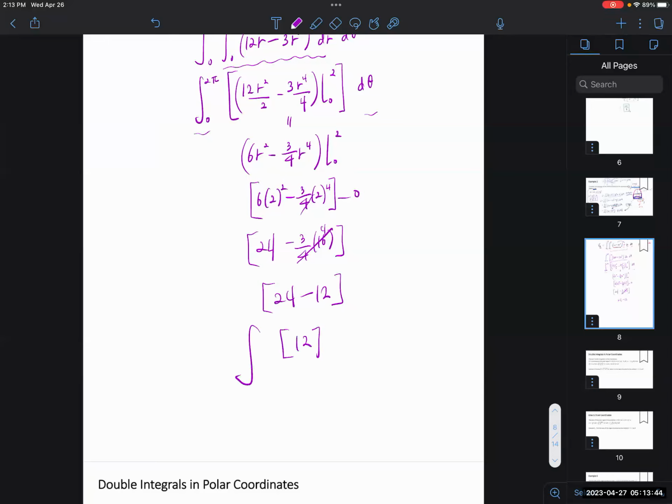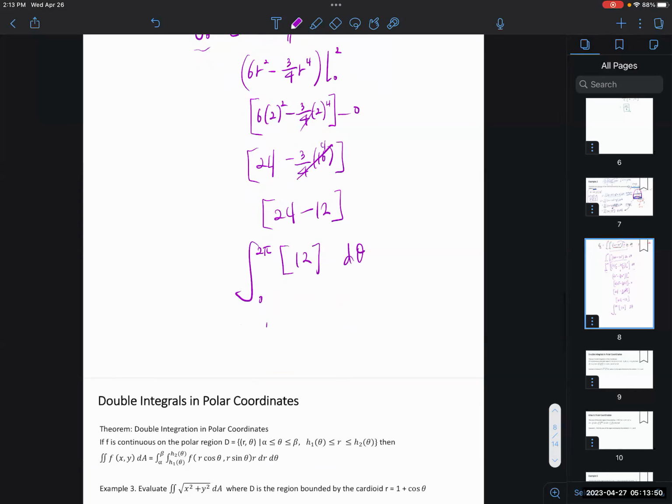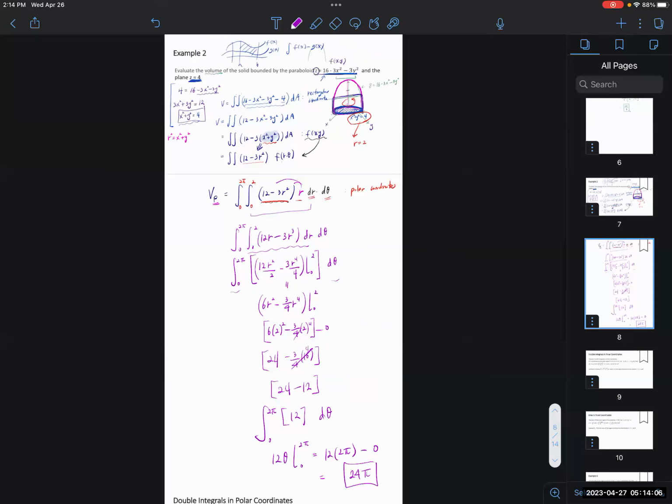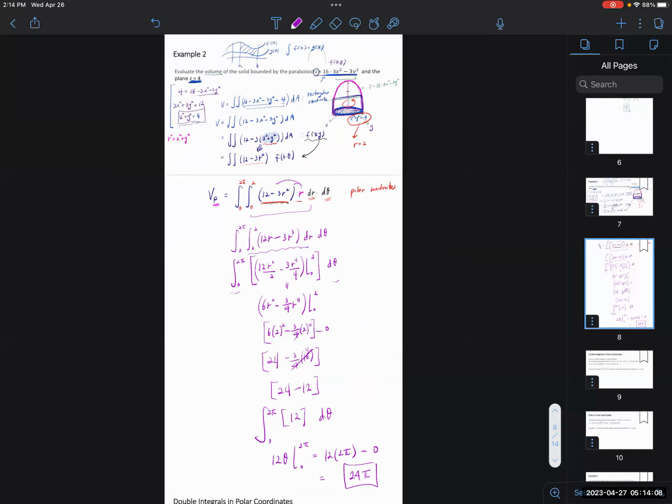So now we are taking 0 to 2 pi d theta. Yes, actually this is right. Now we are integrating 12, which gives 12 theta, taking the integral from 0 to 2 pi. So 12 times 2 pi minus 0. The answer is 24 pi. That's the area we're looking for. Okay, a little bit challenging, but you can think about it. Okay, so that one was the second example that I wanted to share with you one more time.